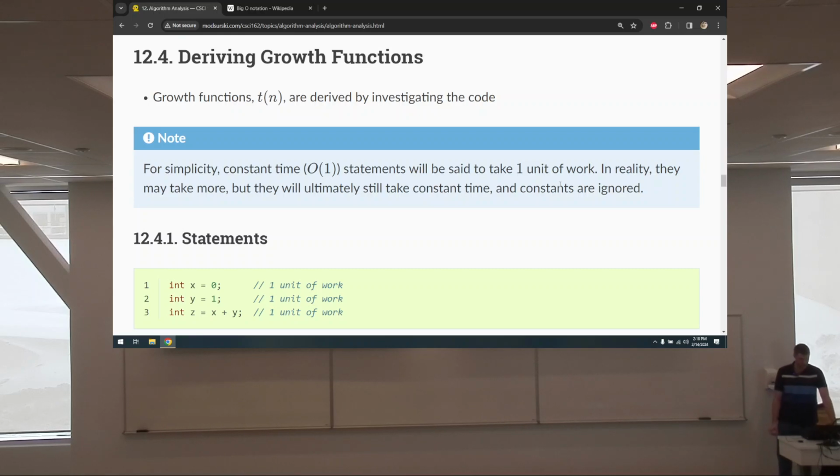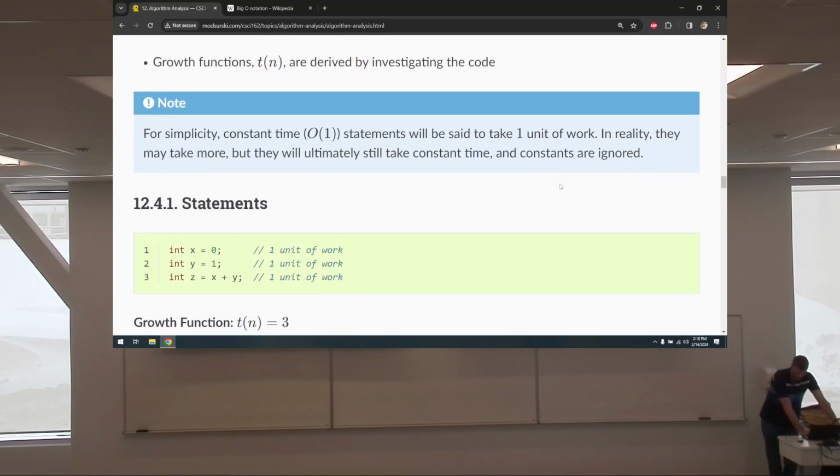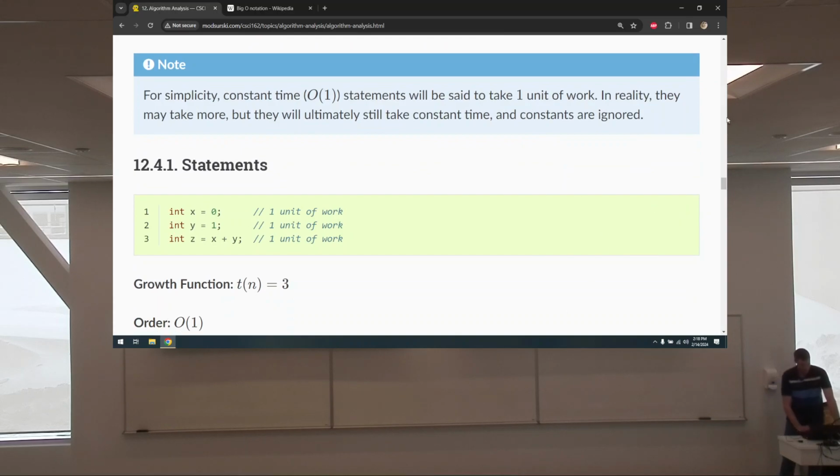Okay, for simplicity, constant time statements will be said to take 1 unit of work. In reality, it might take more, but it's all going to be constant time, so we're sticking with constants. So if I just had regular old statements, like int x equals 0, y equals 1, z equals x plus y, we will say they're all 1 unit of work. Even though the addition would probably take a little bit more work, it's all constant time. So T of n here, I would say T of n equals 3.